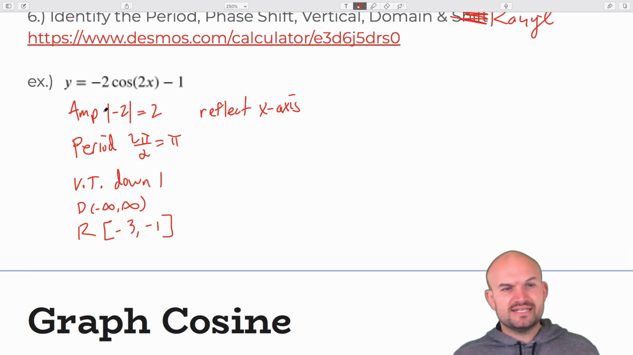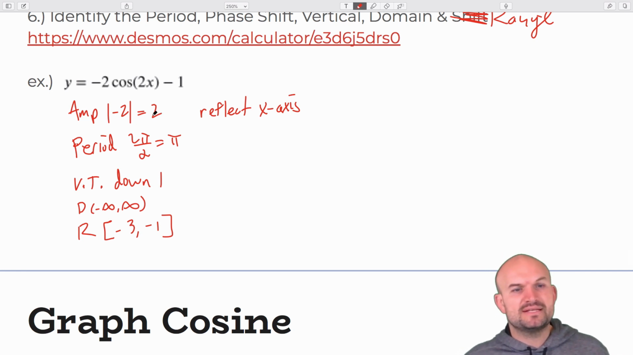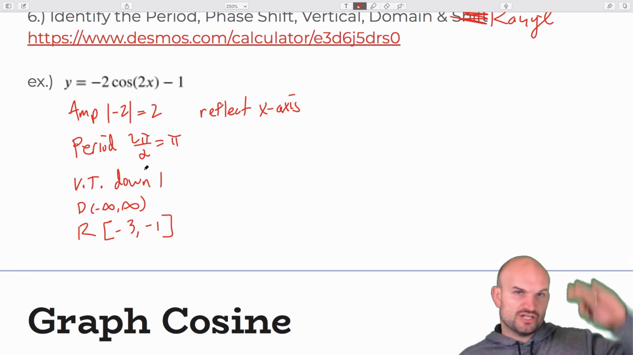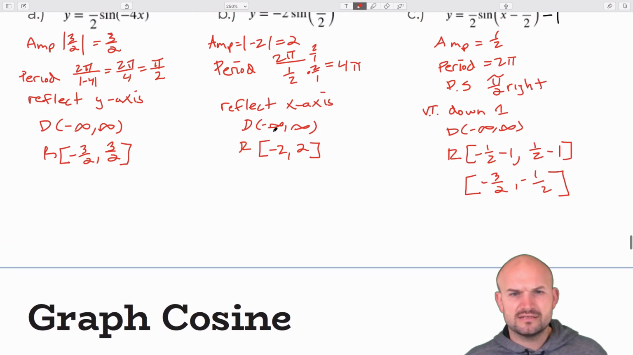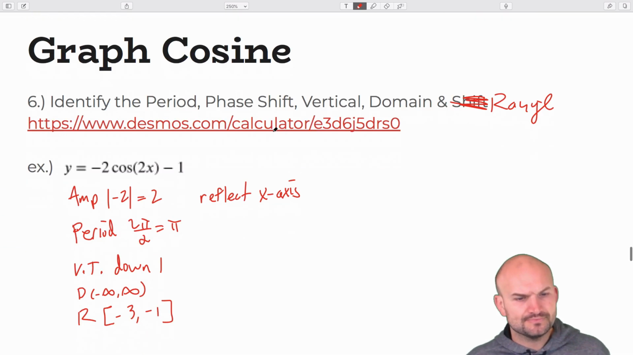So again, in this one, we see that the amplitude is negative 2. So the amplitude is just positive 2. Our period is going to be 2 pi divided by 2, which is just pi. We have a vertical shift down 1, because you're subtracting 1. The domain is negative infinity to infinity. And obviously we have a reflection about the x-axis again. Did I do that x-axis? Yeah, I did. Okay.